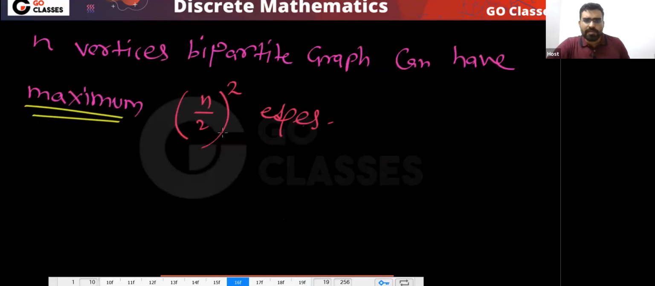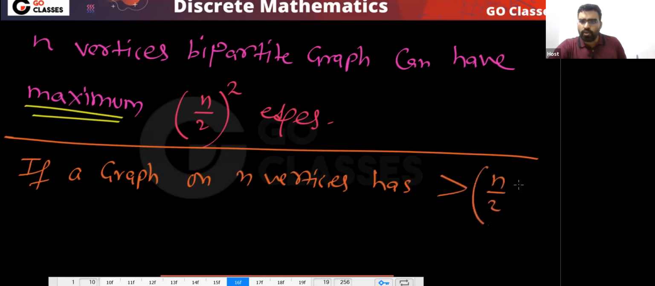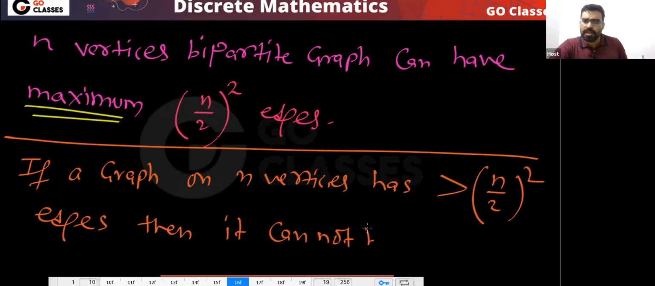Tell me one more thing. If a graph on n vertices has more than n by 2 whole square edges, then what can you say? It cannot be bipartite. This is very simple. It cannot be bipartite. Yes or no?